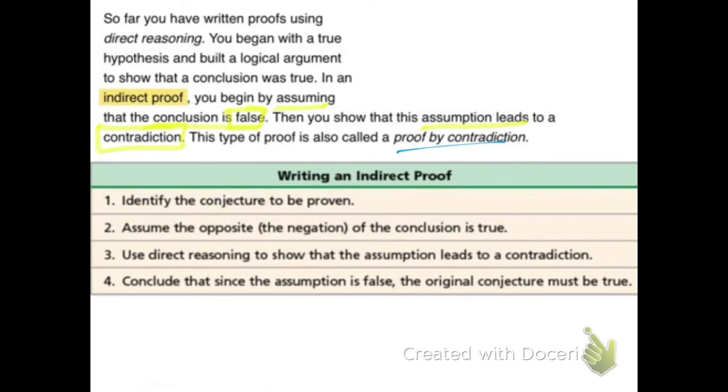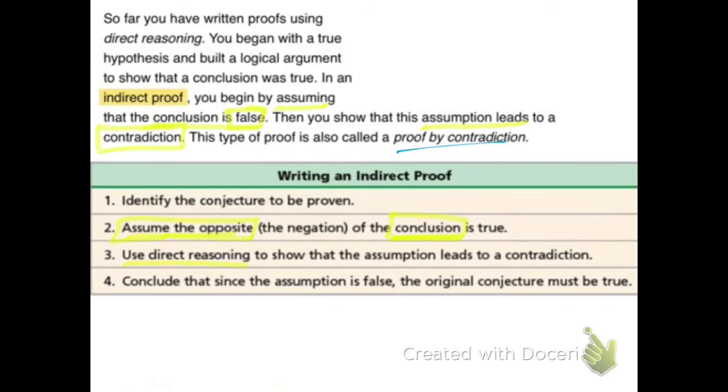So here are the indirect proof steps. How do you write an indirect proof? Well, step 1, we have to identify the conjecture to be proven. What are we trying to prove? Step 2, we assume the opposite. This is a big step. Assume the opposite, which is the negation. So assume the opposite of the conclusion is true. Now I'll do some examples of this in a second.